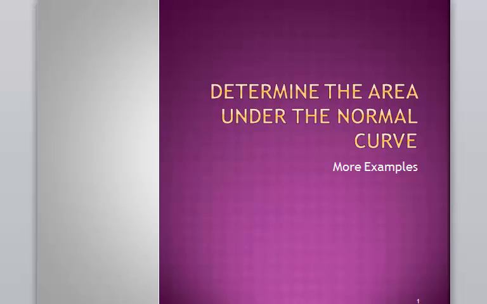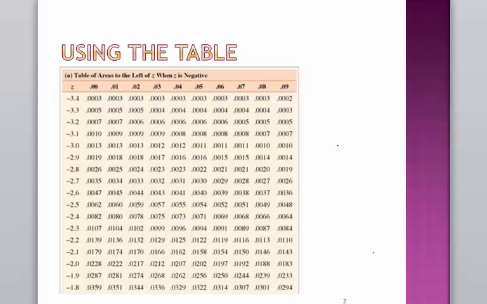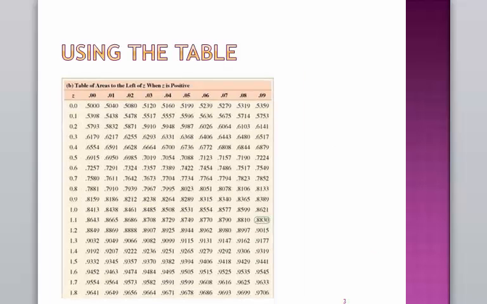We'll now look at a few more examples for determining the area under the normal curve. Recall that in order to work these problems, we must have access to the table in our book. Recall that we have a table for negative z-scores, and we have a table for positive z-scores. Both tables can be found in section 12.5 in your textbook.